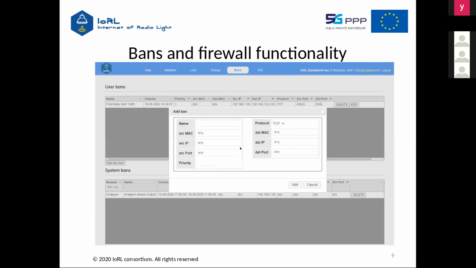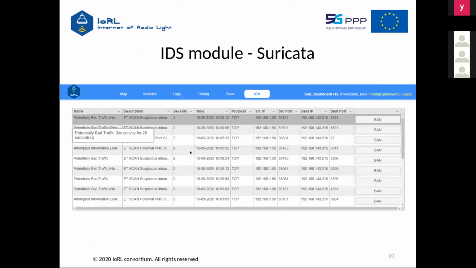On the bans tab, you can see that there are system bans, which means that these are bans created automatically by the security modules. And user bans are the firewall functionality, so we can filter any type of traffic based on MAC address, IP address, or transport layer port.